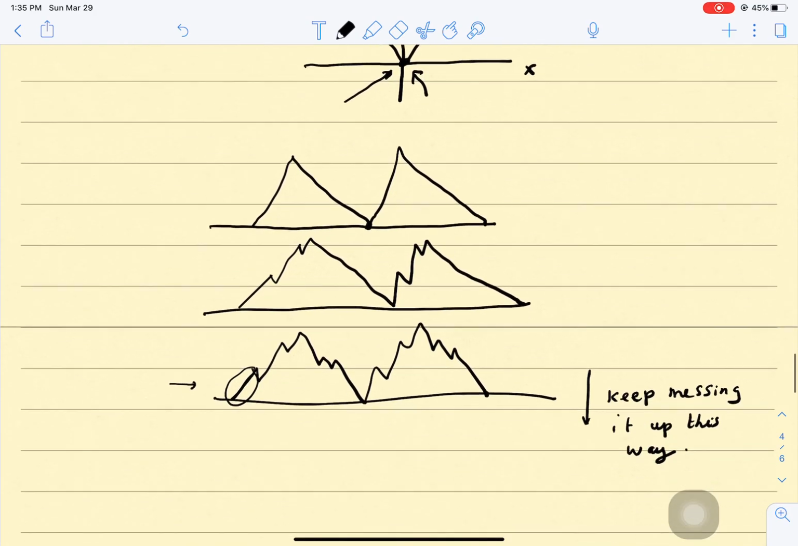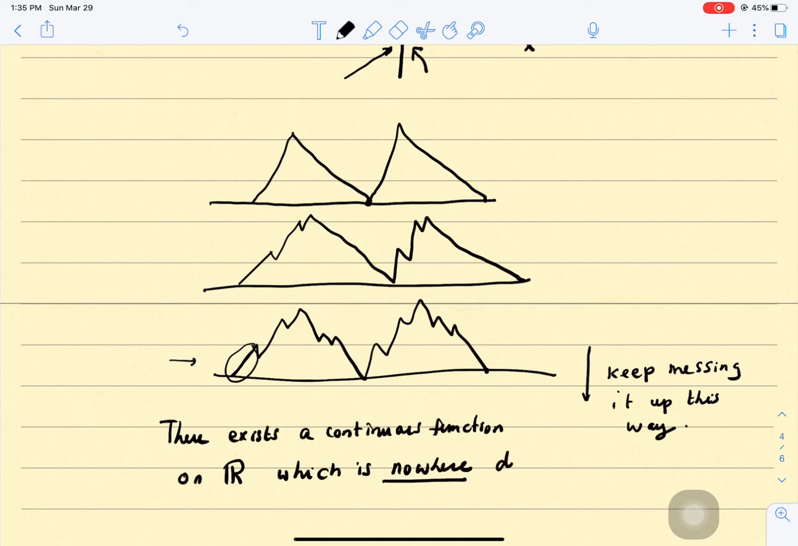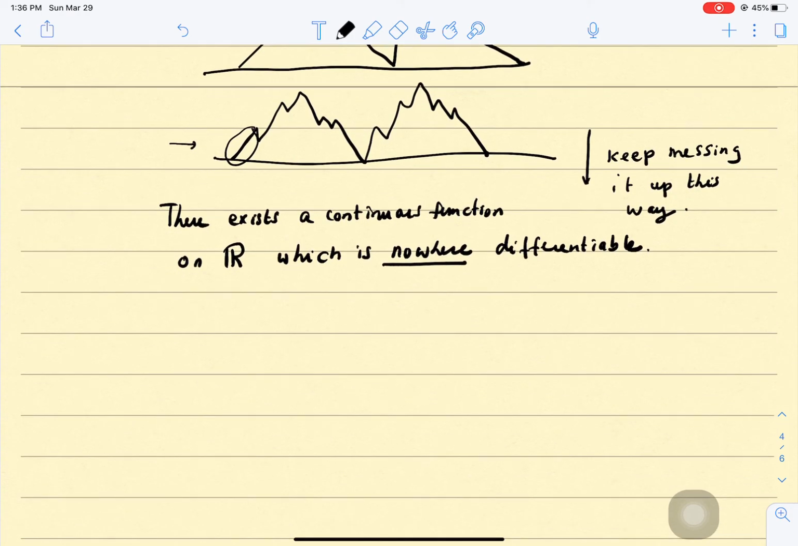So there exists a continuous function, if you want, on all of the real line R, which is nowhere differentiable. So not only can you make a continuous function that's not differentiable at a point, you can make one which is extremely non-differentiable because it's nowhere differentiable.